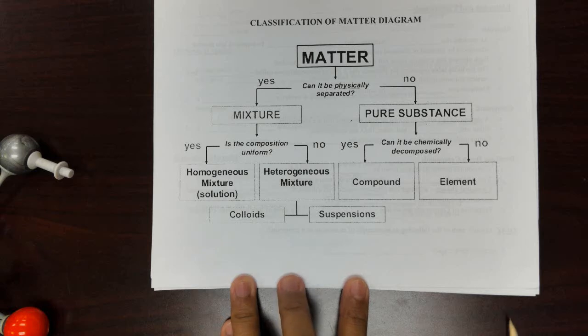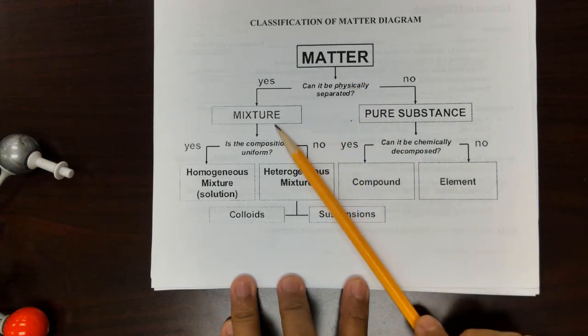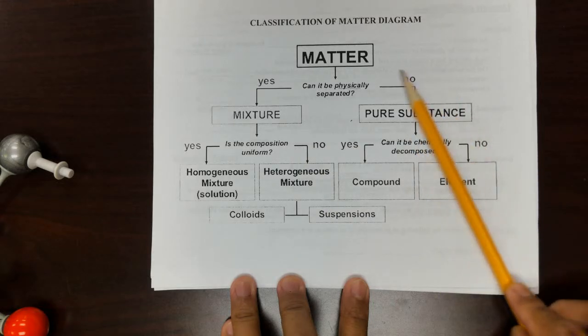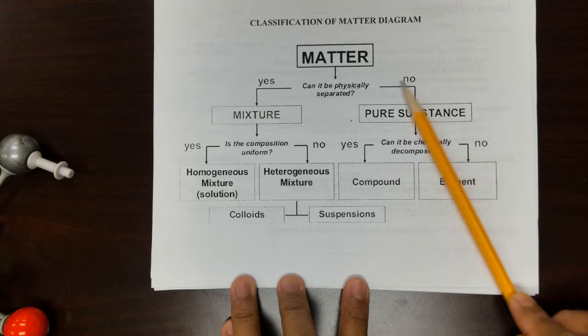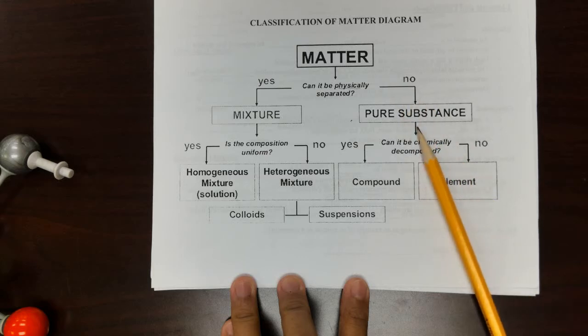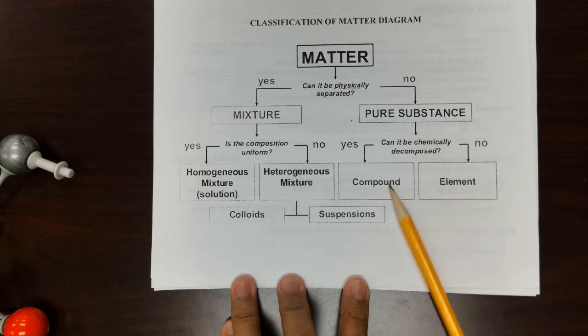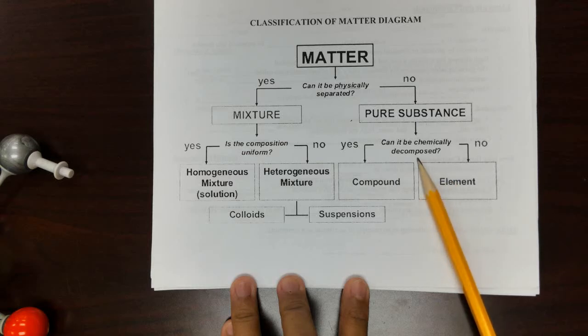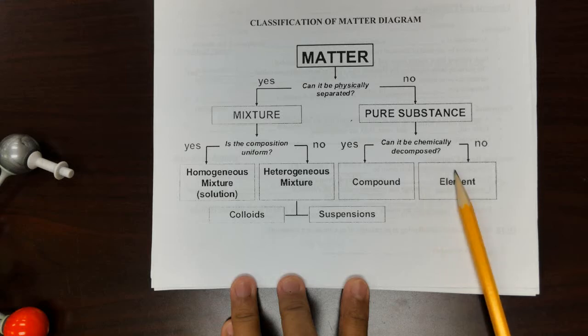Okay, so matter is classified into mixture and pure substance. For today, we're going to focus on pure substances only. On this section here, pure substances are further classified into two. We have compounds and elements. And there is a guide question that will help us recognize or distinguish between these two.